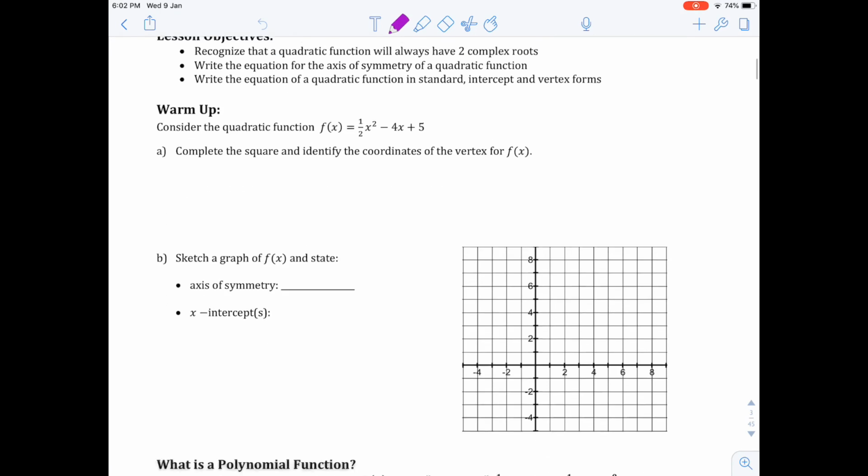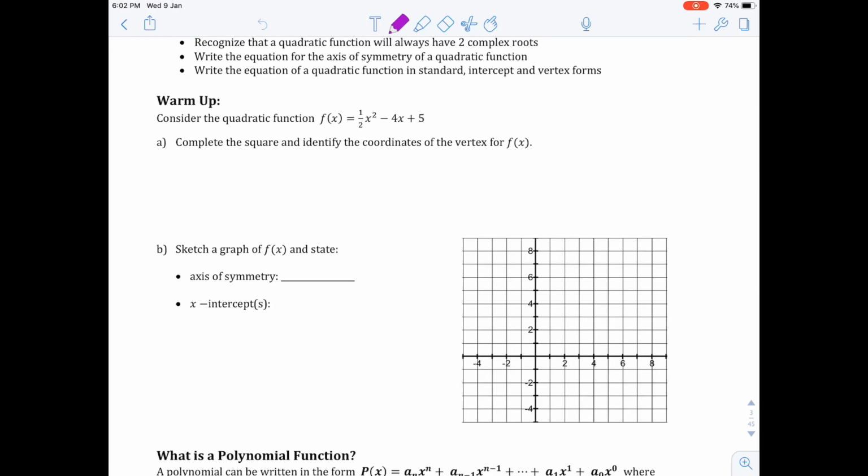Okay, that being said, the warm-up should be something that you're familiar with, and so we have a quadratic function f of x, and we are going to put it into vertex form. And we're going to do that by completing the square. So I'll give you a very quick reminder. In order to complete the square, make sure that the coefficient of the squared term is 1 and maintain the balance of the equation. So let's get started straight away.